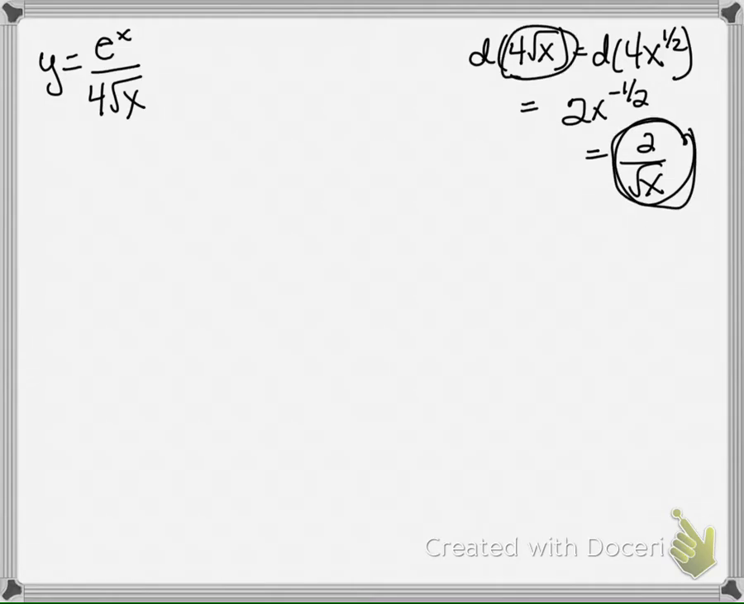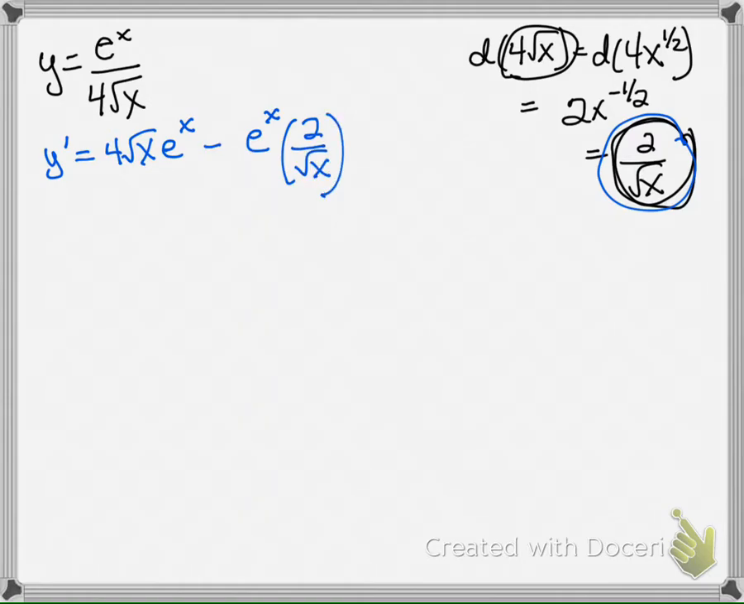Okay, so using the quotient rule, low d high, high d low, draw the line and square below. So low is 4 root x. D high is the derivative of e to the x, minus high, which is e to the x. D low is what we found over here, and I'm going to write it 2 over square root of x. But honestly, if you got good at it, you could squish that together as one term right away. Draw the line and square below.